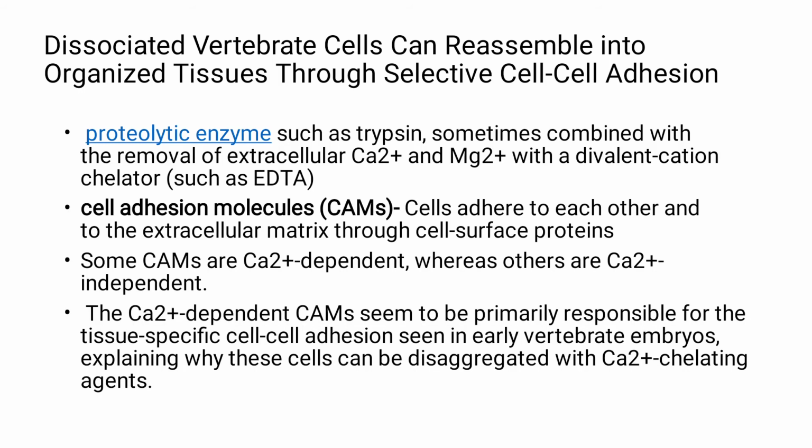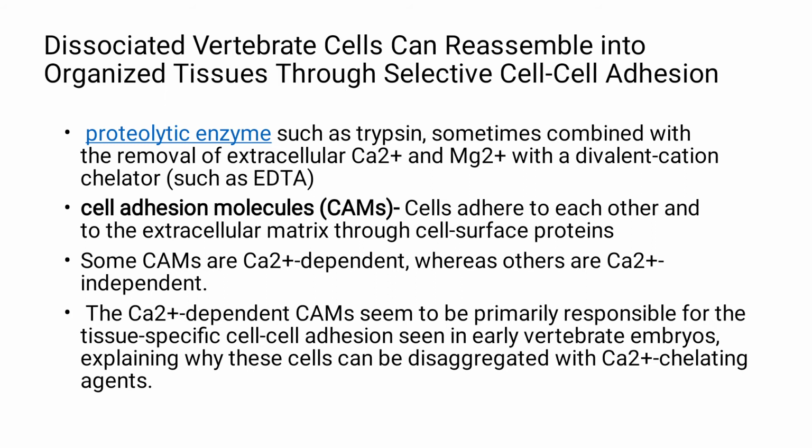So, dissociated vertebrate cells can reassemble into organized tissues through selective cell-to-cell adhesion. Unlike adult vertebrate tissues, which are difficult to dissociate, embryonic vertebrate tissues are easily dissociated. This is usually done by treating the tissue with low concentrations of a proteolytic enzyme such as trypsin, sometimes combined with the removal of extracellular calcium and magnesium with a divalent cation chelator such as EDTA. These reagents disrupt the protein-protein interactions that hold cells together.